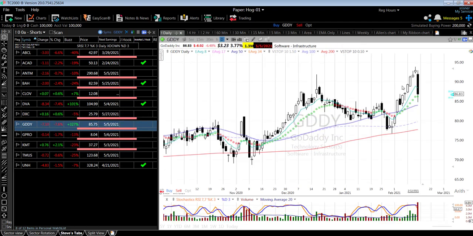GoDaddy. I normally don't like to short stocks that are in an uptrend, and the definition really of an uptrend is, you know, higher highs, higher lows. Well, you could also use the volatility stop dots. I usually don't like to short things that have green dots below them, and I don't like to go long normally with red dots above.